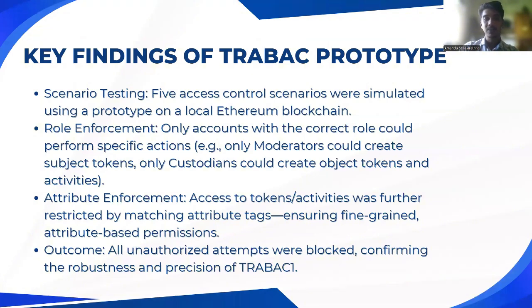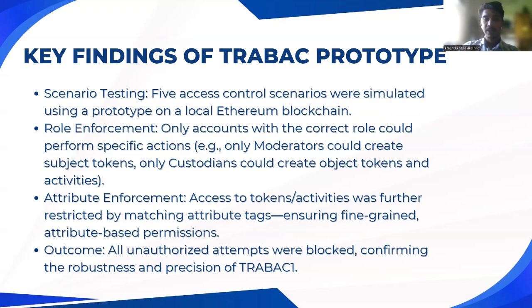To validate tokenized role attribute-based access control, we developed a prototype on a simulated Ethereum blockchain and tested it through 5 access control scenarios. Our experiment shows that the system enforces both role and attribute restrictions precisely. For example, only the moderator could create subject tokens and only the custodian could create object tokens and associated activities. Moreover, even with these roles, users could only perform actions if their attribute tags match those required by the system.